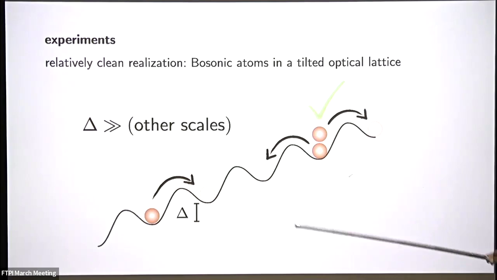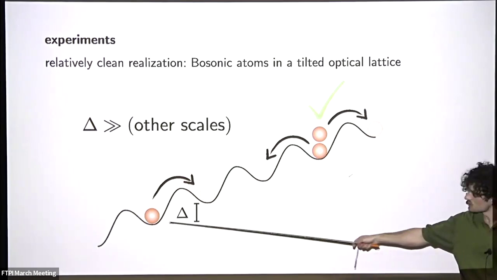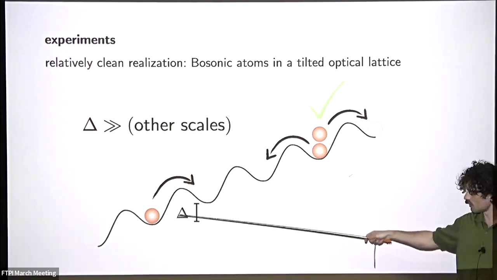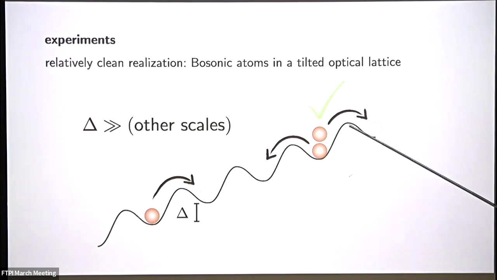Okay. The reason why this gives you dipole conservation is that single particle hopping is strongly off-resonant. It costs a large amount of energy to do a single particle hop. But if you do a correlated hop like this, then you're on shell and that's totally fine as far as the tilt. And indeed, this was the context in which the work by Subir and Eros was done.